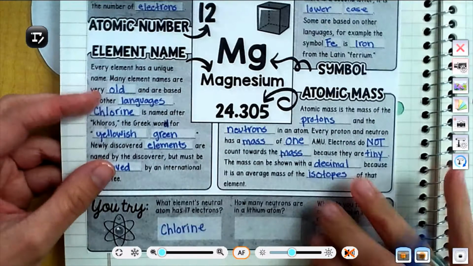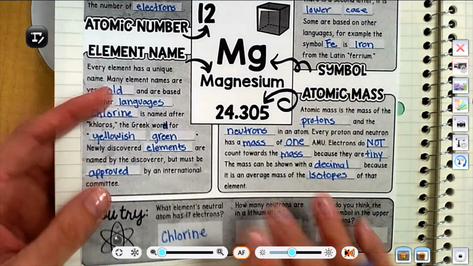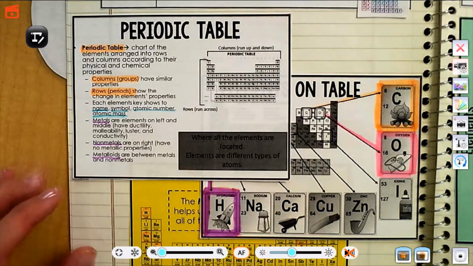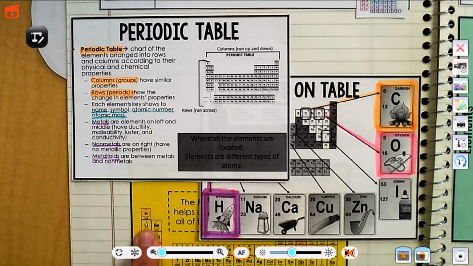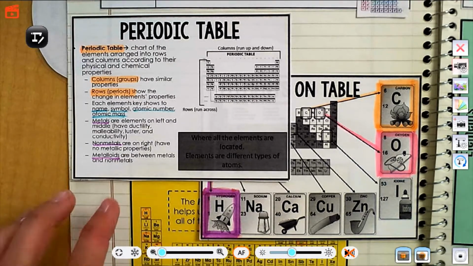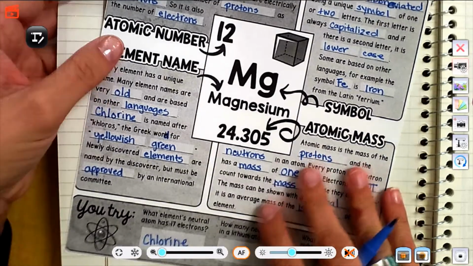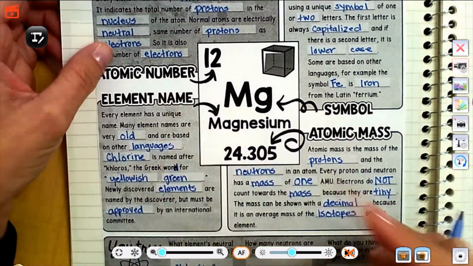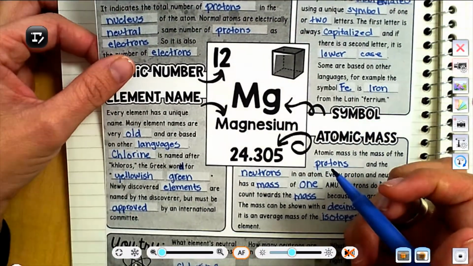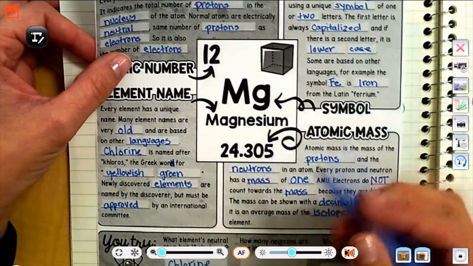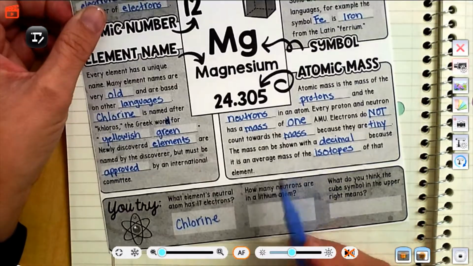Let's look. How many neutrons are in a lithium atom? So lithium's chemical symbol is Li. And if you look closely, that's number 3 on the periodic table, giving it a 3 as its atomic number. Remember, the atomic number tells us how many protons. So we know it's 3, but it asked us how many neutrons are in a lithium atom. Gotta go back and look.